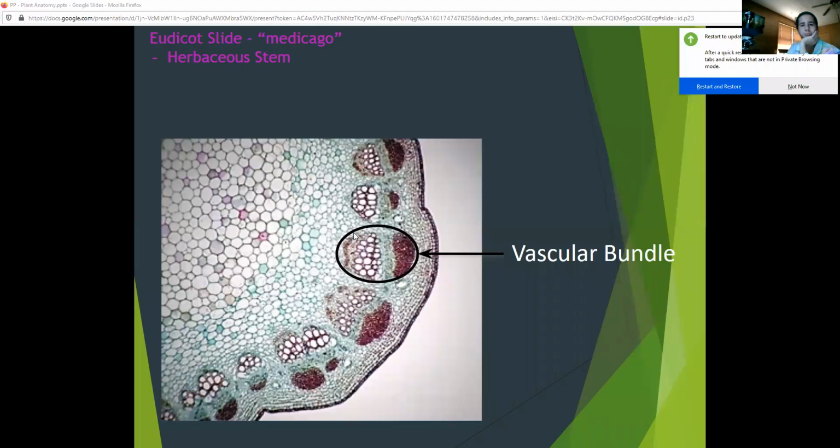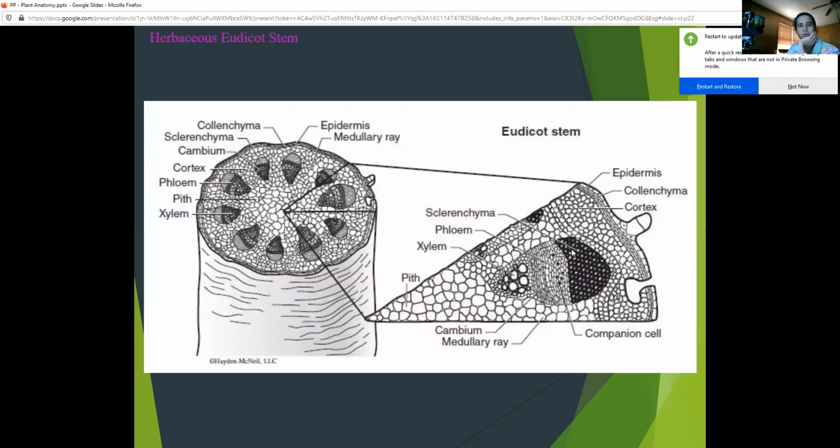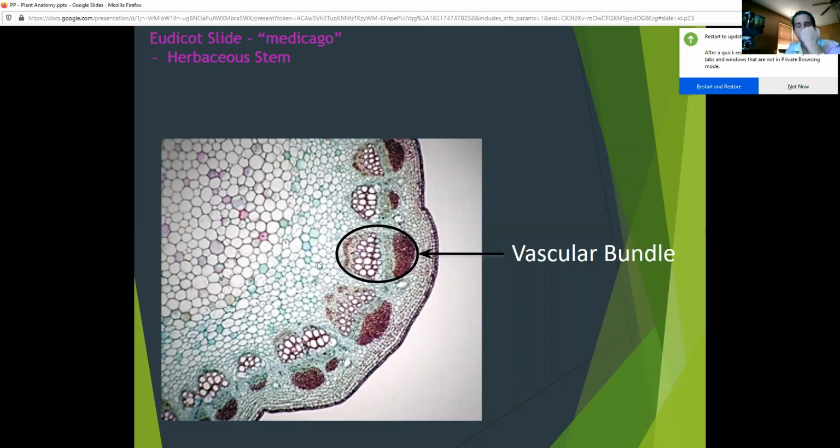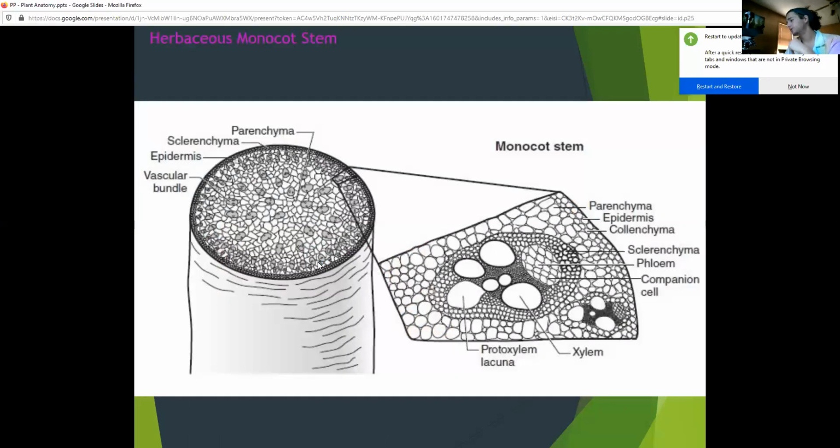So in a eudicot stem, those vascular bundles are arranged in a ring near the outside of the stem. This is kind of funny because in the roots, it's exactly opposite. Monocots have vascular bundles in a ring. So next we're going to talk about a monocot in cross section. So let's take a look at that real soon.